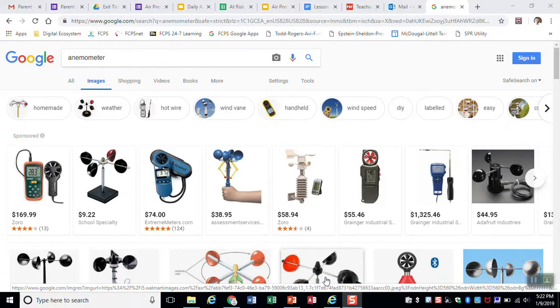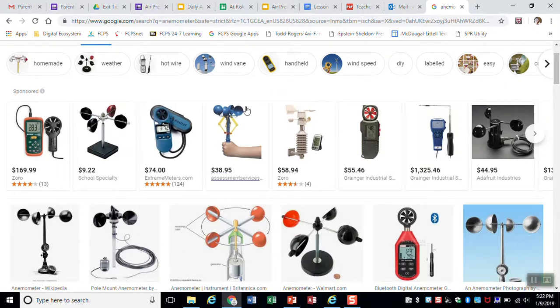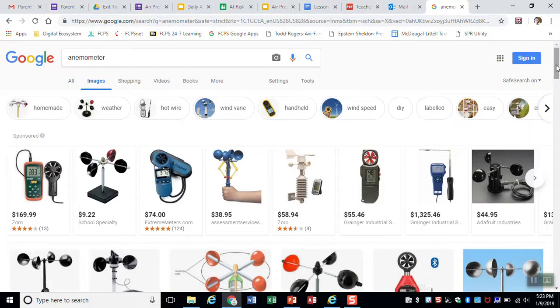One thing I noticed during the warm-up today was that a lot of students were struggling with the anemometer. So these here are all pictures of different types of anemometers. And you can see they have these cups here, and they move around. So this tool, you put it out in the wind, and the wind moves it around because the wind catches these cups. And this is the tool that we use to measure wind speed. An anemometer measures wind speed. That was one thing that we were having a hard time with.